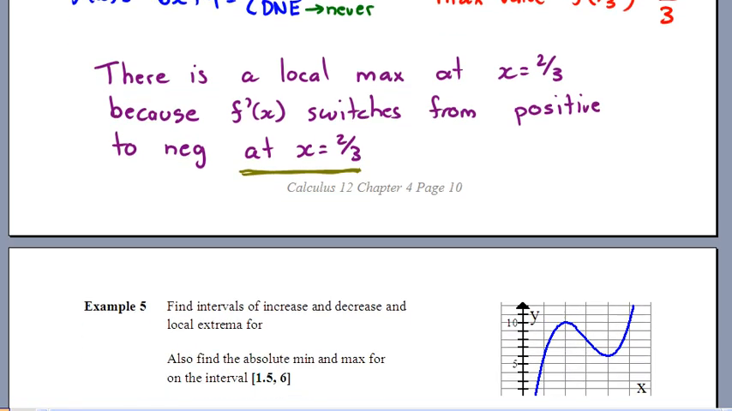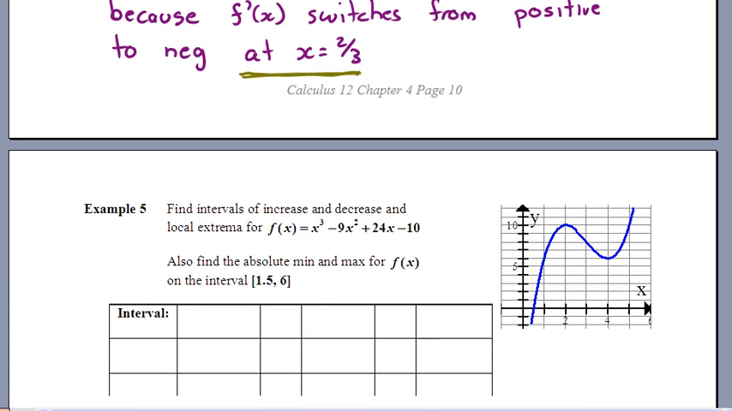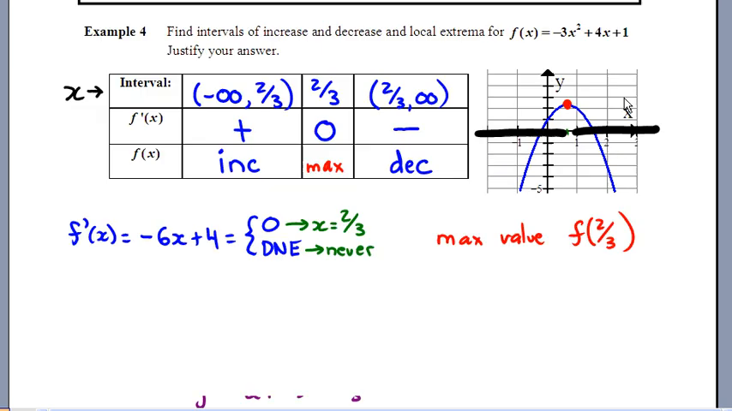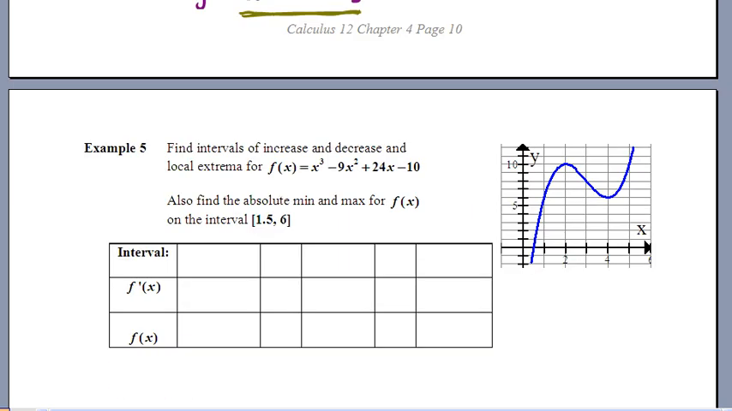Okay, let's try another one out here. These are going pretty easy now. Let's try example 5. Find intervals of increase and decrease. And by the way, the table does that, right? So back here, there's my interval of increase and decrease. I don't think I need a sentence right now. And local extremes for this little cubic polynomial. Oh, and then also find absolute maximums and minimums in here.